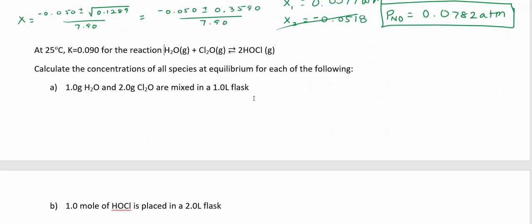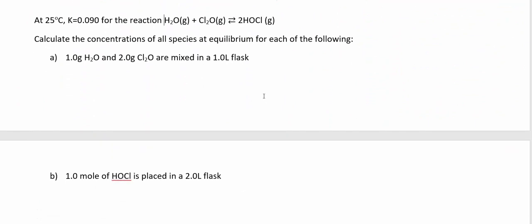For the next question, we have a mix of easier and not so easier, but we do have an extra layer. Now you are expected to carry forward the information that you have gained from Chemistry 1. So we would take this 1 gram of water and 2 grams of Cl2O or dichloroxide.